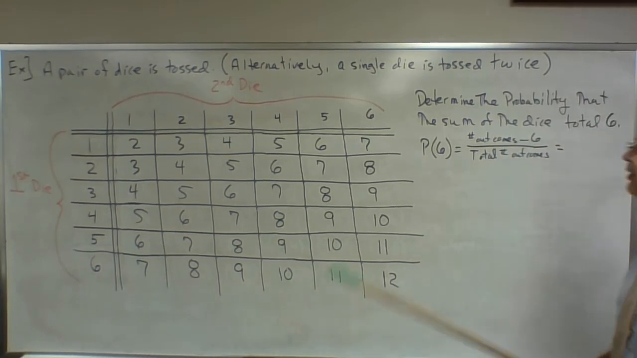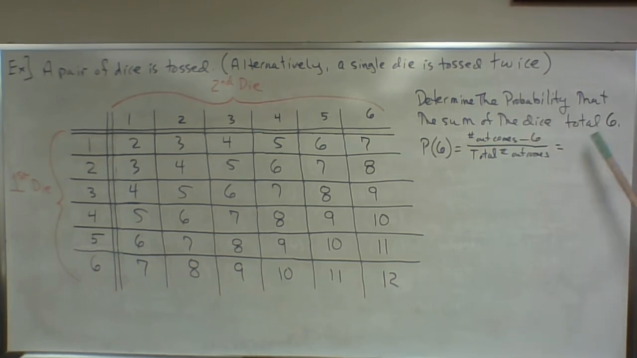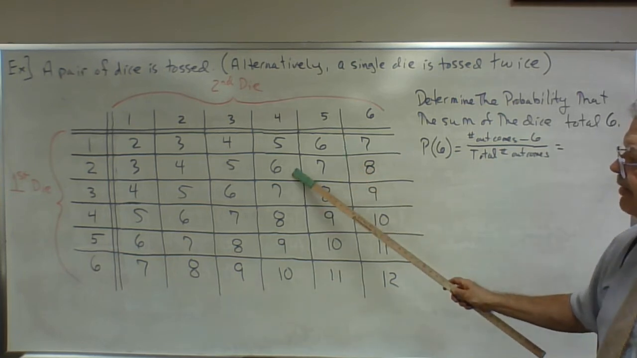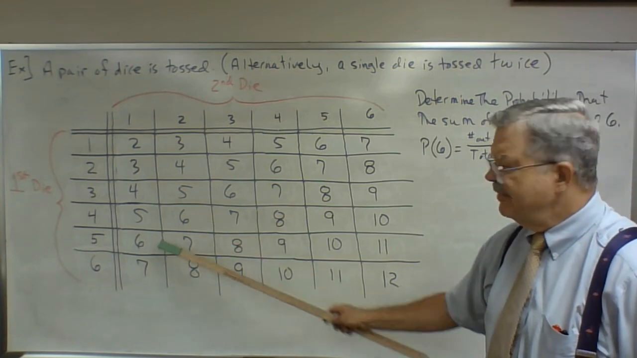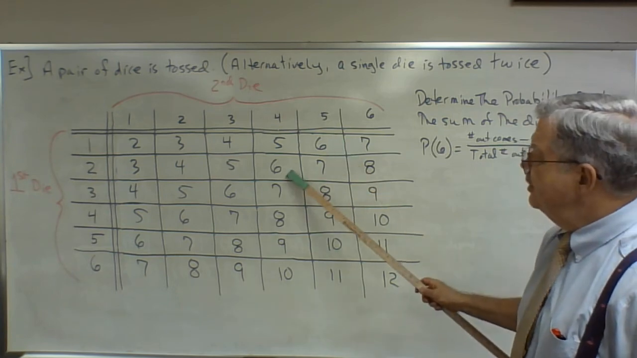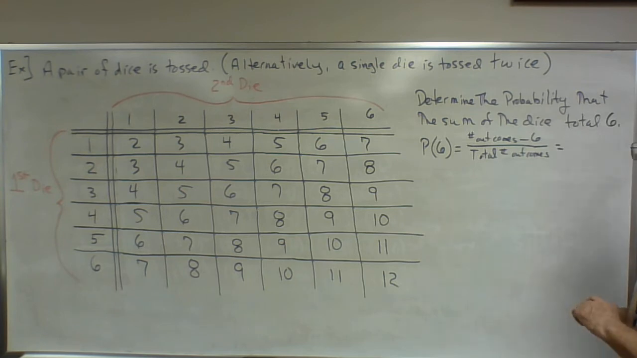Okay, here's a good exercise. Determine the probability that the sum of the two dice totals 6. Okay, well, let's see. Here's one, here's another, here's another, here's another, here's another. How many was that? Let's see. 1, 2, 3, 4, 5. So the number of outcomes that result in a 6 is 5.